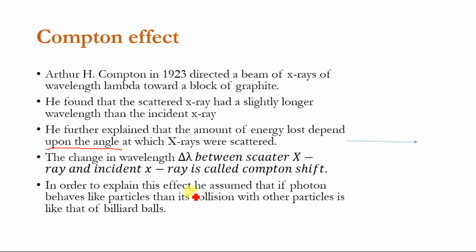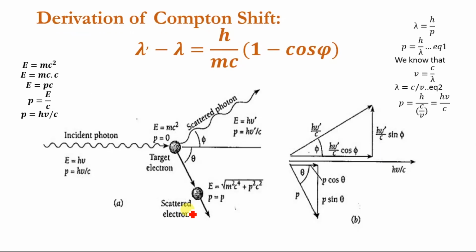In order to explain this effect, he assumed that a photon behaves like a particle, so its collision with other particles is like that of billiard balls. Here you see these diagrams. This is the equation for Compton shift. We will derive this equation using physical formulas and some mathematics.